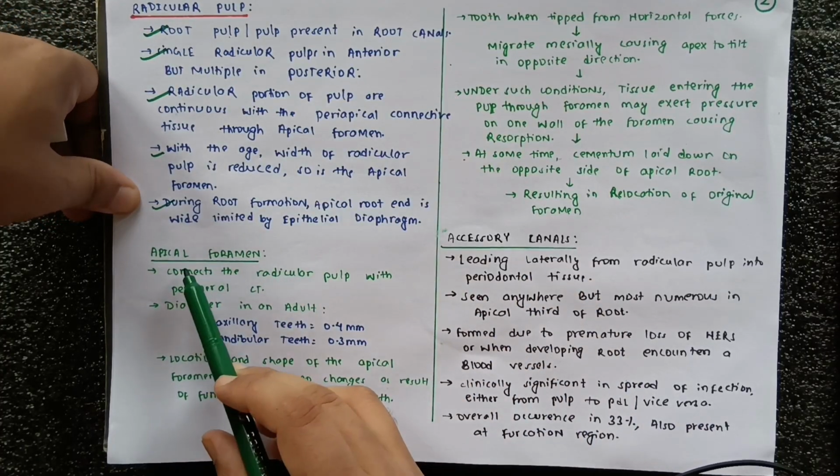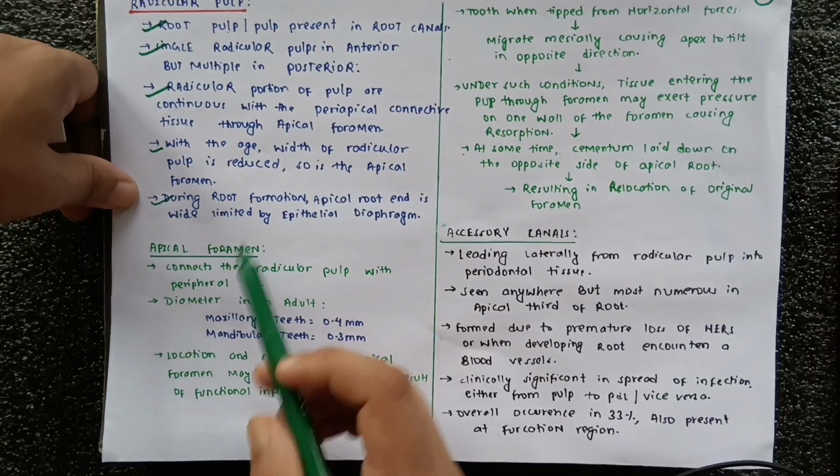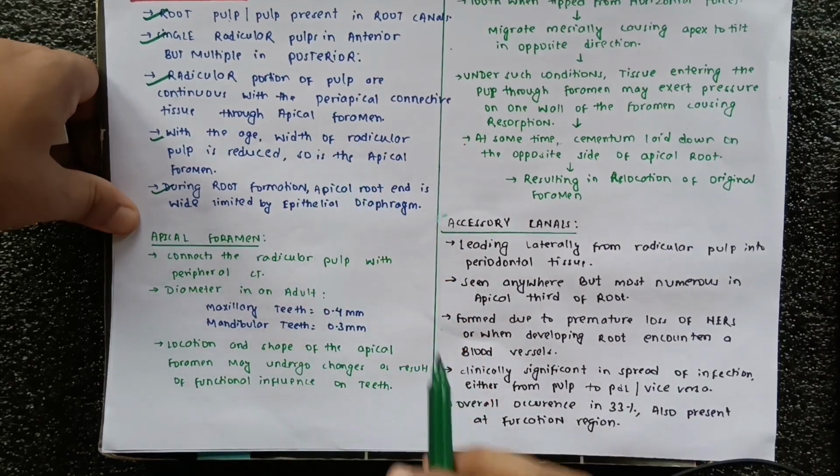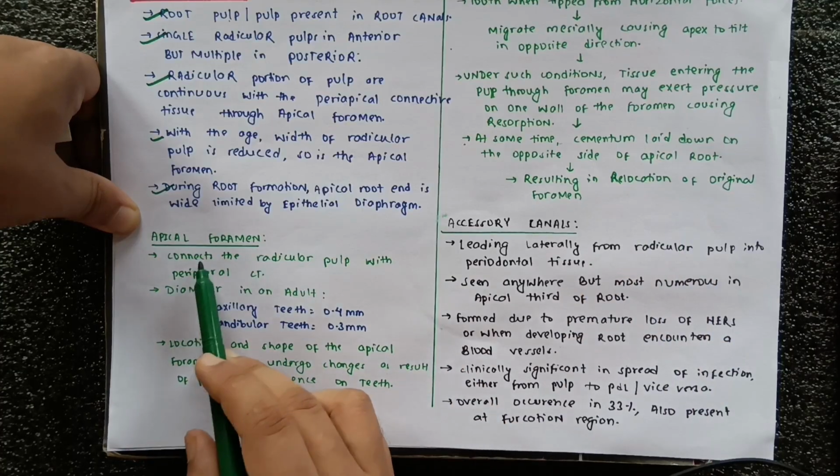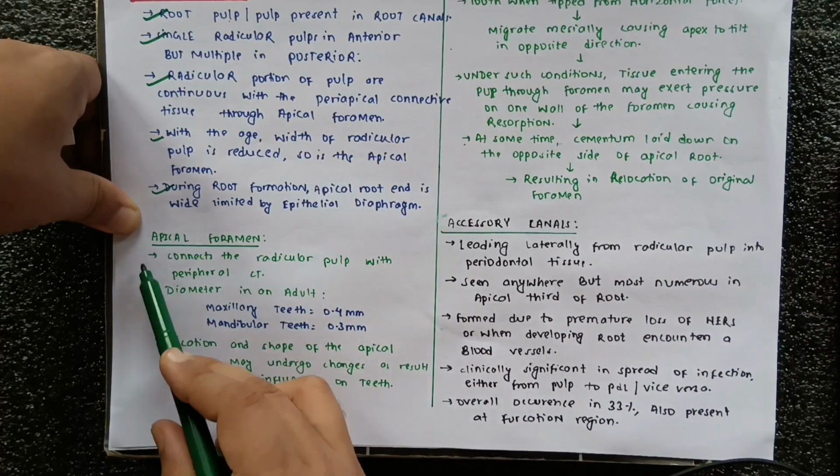After that, I will discuss the apical foramen. As I have told here, the apical foramen is just a foramen that connects the radicular pulp with the periapical tissue. So it connects the radicular pulp with the periapical connective tissue.